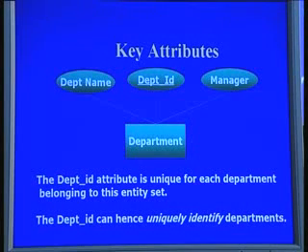And we now come to another key issue when we are talking about entity types, and namely this is about key attributes. Now what is a key attribute?